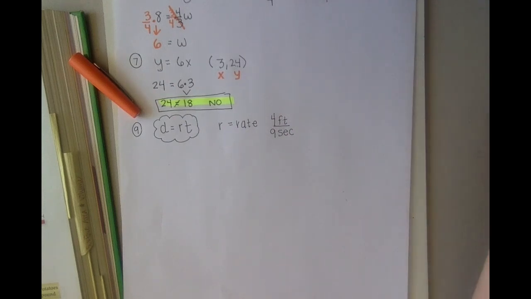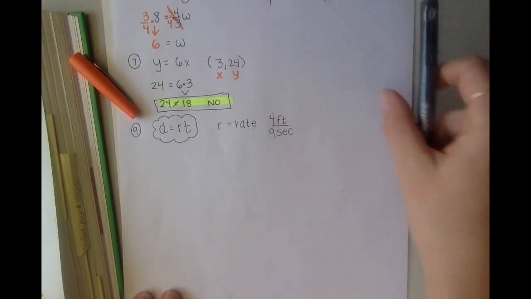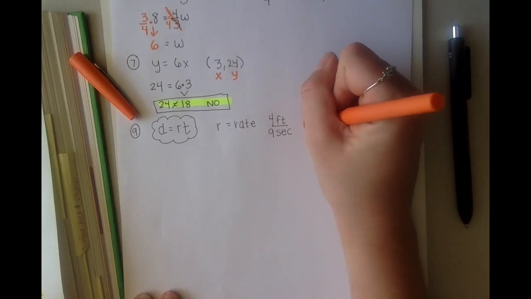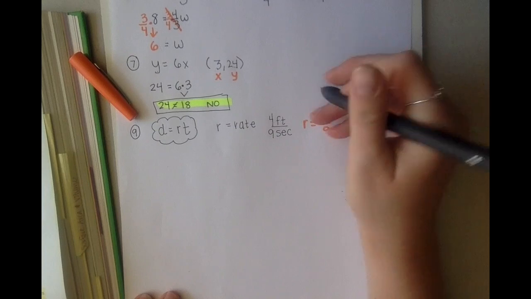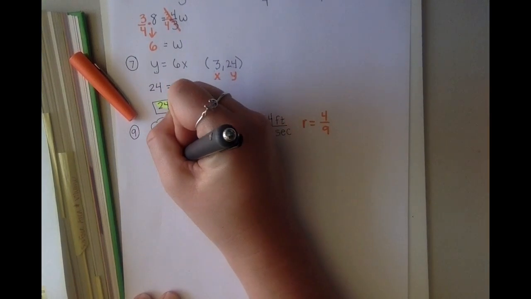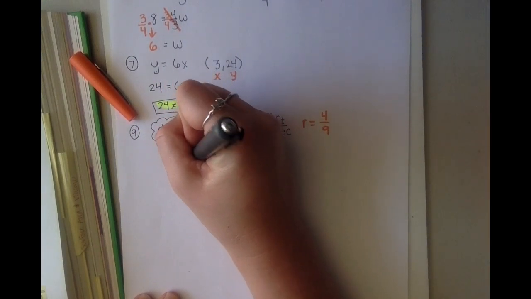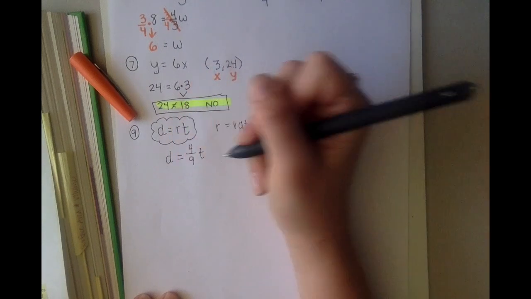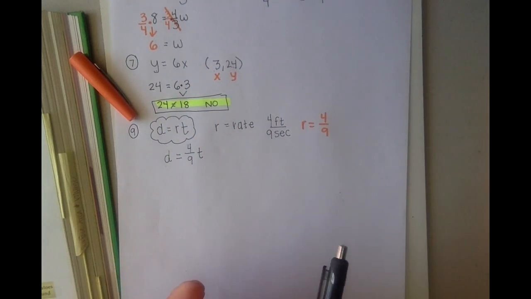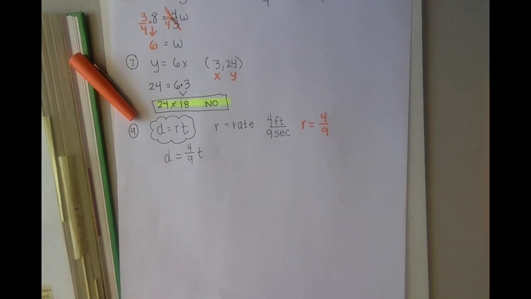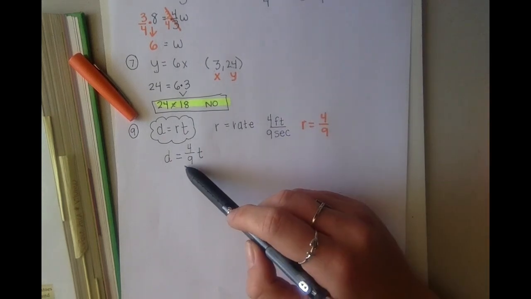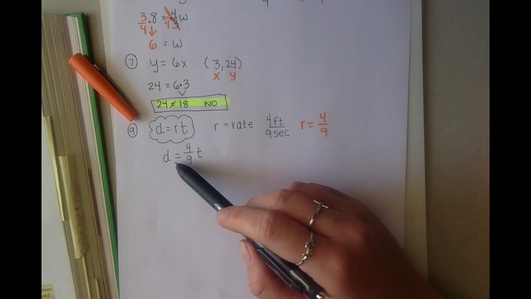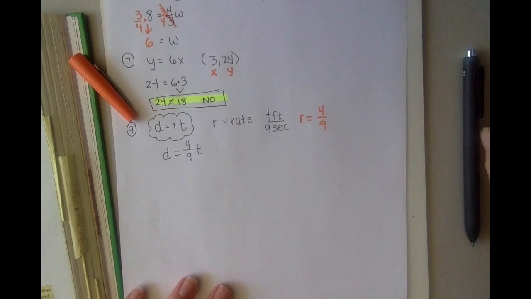So what I can do is plug in. This tells me r is going to be equal to 4 over 9. That is my rate. So my distance will be equal to 4 over 9, depending on how many seconds, how much time I am, in this case, using my machine to go up. So here's my equation with 2 different variables. So that first part is complete.